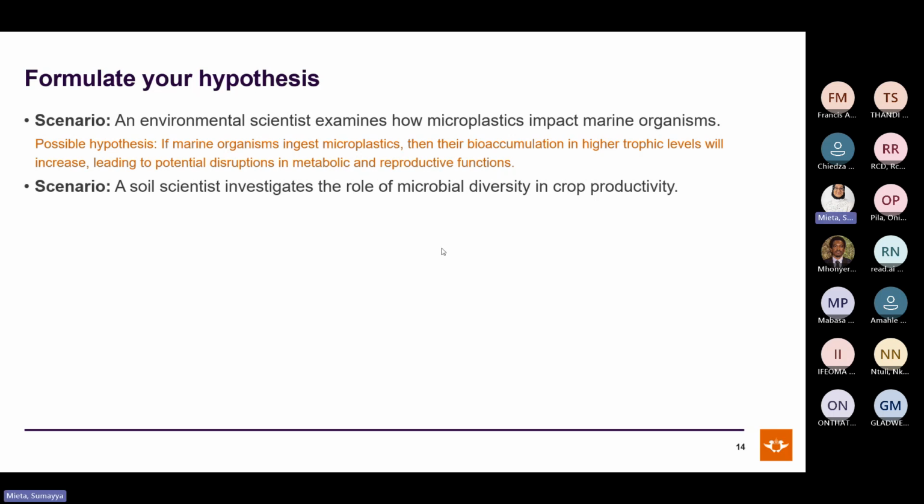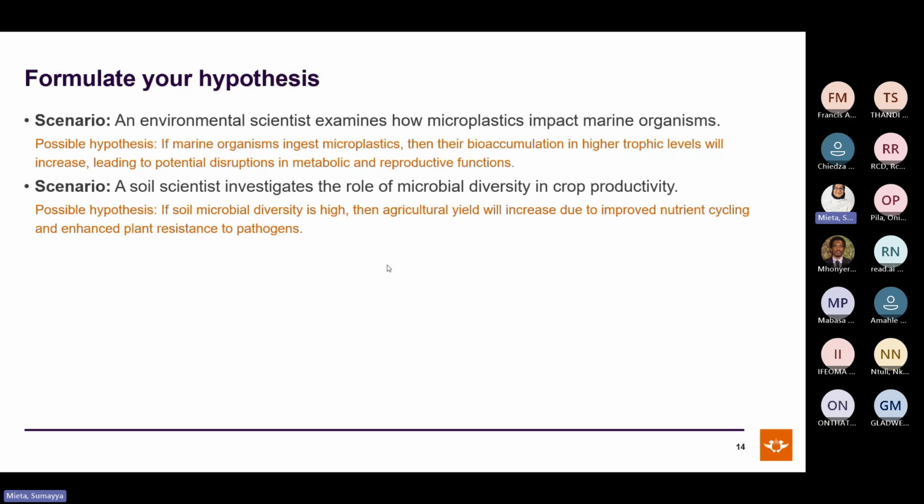Then the second one would be that if soil microbial diversity is high, then the agricultural yield will increase because there's improved nutrient cycling in the soil, and there can be enhanced plant resistance to pathogens. So we'll have a better crop because there's improved nutrients in the soil. And this is because there's a higher microbial diversity. There's a lot more microorganisms that are beneficial to the soil in that they provide the nutrients that the plants need to be able to grow better.